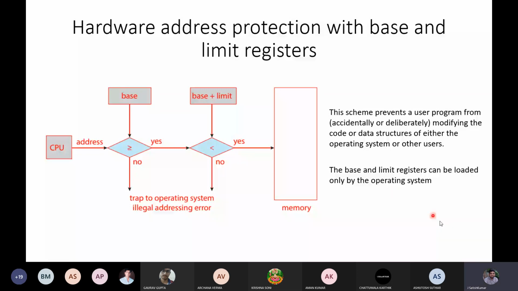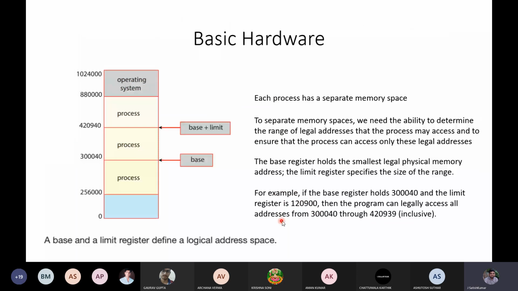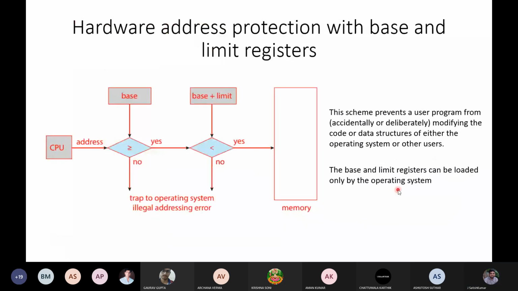Initially, when a process is generated, and for a particular program this many address locations are required, then the operating system will decide this process can be allocated from this address location to this address location. The base address and the limit address can be loaded only by the operating system. Operating system will decide.